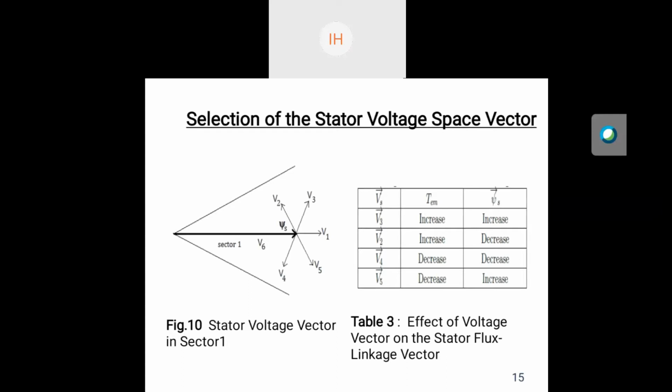So here we have the selection of the stator voltage space vector. We have taken an example, and with the help of this we will try to understand how we can select a voltage vector. Here we have taken the example of sector 1. Flux linkage is present in sector 1. For increasing the torque and increasing the flux, we have to select voltage vector V3, and similarly for increasing the torque and decreasing the flux, we have to select voltage vector V2. And the others are also given in the table.